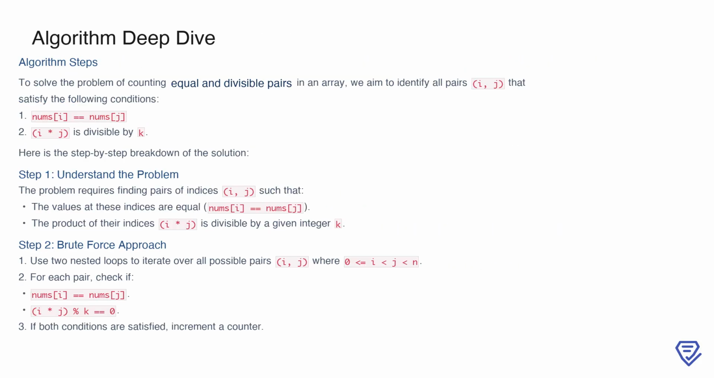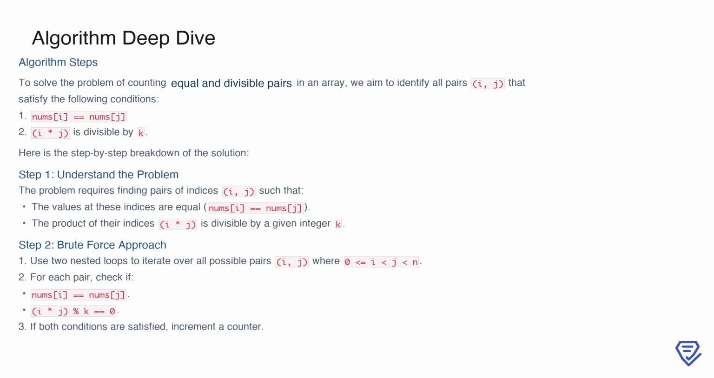To solve the problem of counting equal and divisible pairs in an array, we need to identify all pairs of indices (i, j) that meet two specific conditions. First, the values at these indices must be equal, meaning nums[i] equals nums[j]. Second, the product of their indices, i*j, must be divisible by a given integer k.